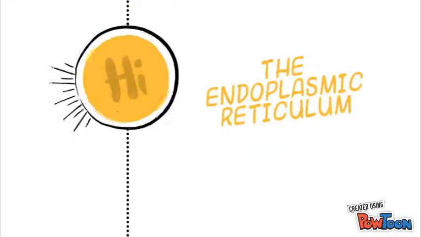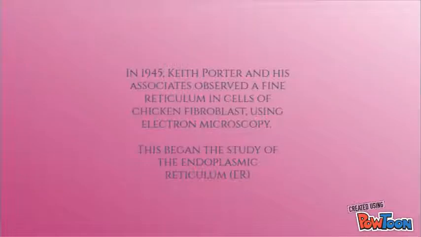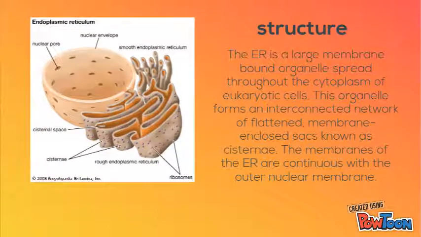The endoplasmic reticulum. History. In 1945, Keith Porter and his associates observed a fine reticulum in cells of chicken fibroblast using electron microscopy. Structure. The ER is a large membrane-bound organelle spread throughout the cytoplasm of eukaryotic cells. This organelle forms an interconnected network of flattened, membrane-enclosed sacs known as cisternae.